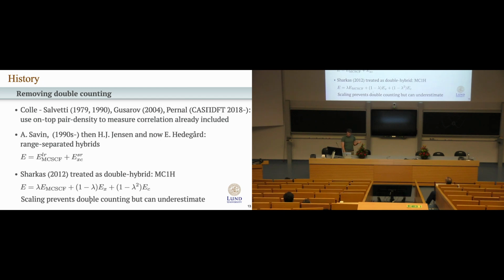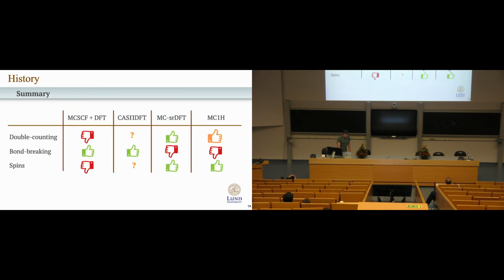This prevents double counting, but it can also underestimate, because if you don't have any correlation in your MC-SCF, you're still scaling down your DFT correlation. So you would essentially be missing correlation. But because it's only lambda squared, if your lambda is, let's say, 20%, which is a standard DFT ratio, then you're only missing 4% of the correlation. So it's nice because of this. Anyway, these are the three things that have been proposed.